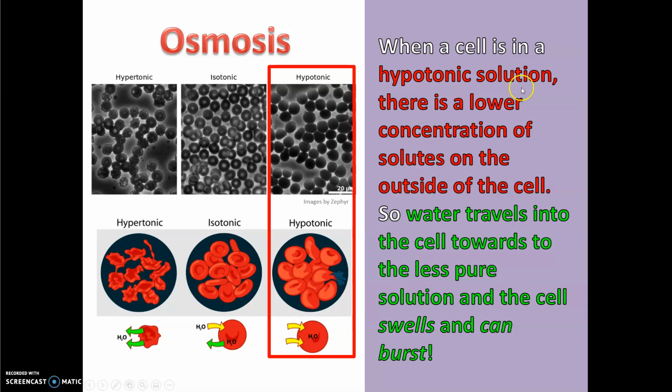Hypotonic. When a cell is in a hypotonic solution, there's a lower concentration of solutes on the outside. So the water will travel into the cell towards the less pure solution, and the cell will swell and can burst. Say we have some cells and we put them in distilled water, which is almost pure water. These cells, because they have stuff inside like sodium and glucose and different things like that, are not as pure as the distilled water on the outside. So the water from the outside will move into the cell to reach equilibrium of water, and then these cells will get bigger and bigger and they can eventually burst.